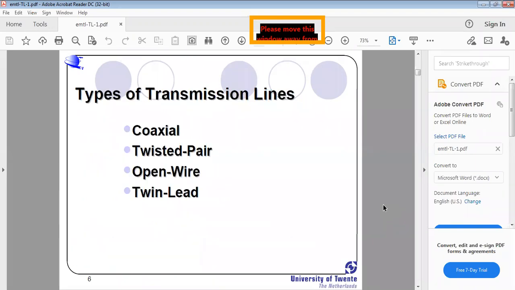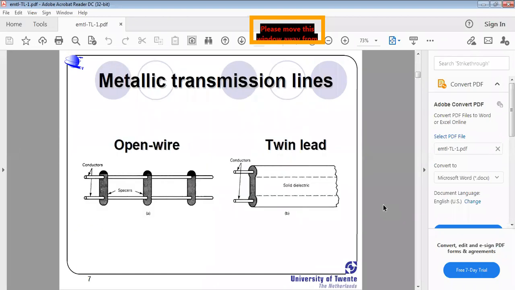Types of transmission lines are also discussed: coaxial, twisted pair, open wire, twin lead. Metallic transmission lines, like an open wire, are just like a railway track. They are always separated by some insulator at a uniform distance, like the rails. This is the twin lead. Twin lead transmission lines contain two leads connected through a connection port, and internally a flexible conducting wire.